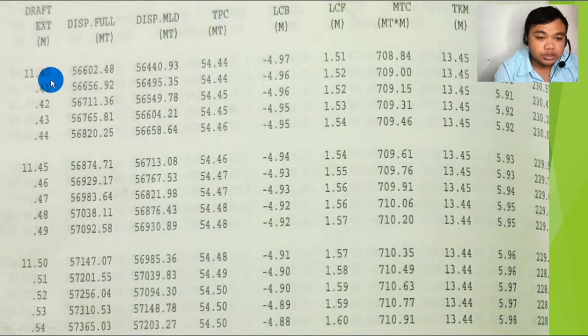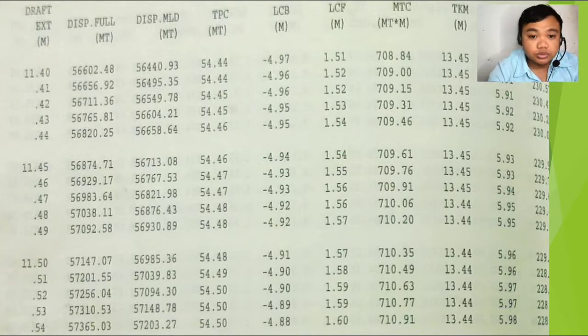So all we need to determine is the mean draft of the vessel, and we already have these values because these values are already calculated by the naval architects. That's why we just need to understand how we will be able to use them in our job.